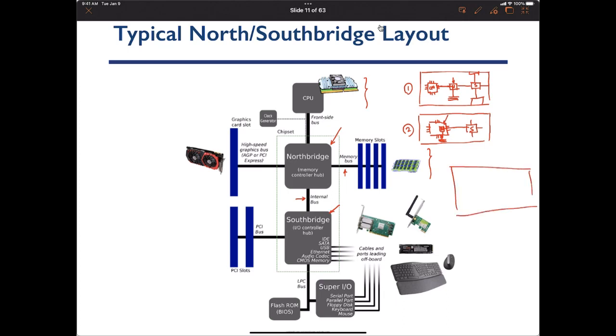AMD introduced a new architecture where basically both North Bridge and South Bridge would be on the same chip, and this, as you could imagine, really boosted the performance of AMD processors. So the same thing that happened here, where I/O requests would be off-chip traffic, introduced a lot of overhead.